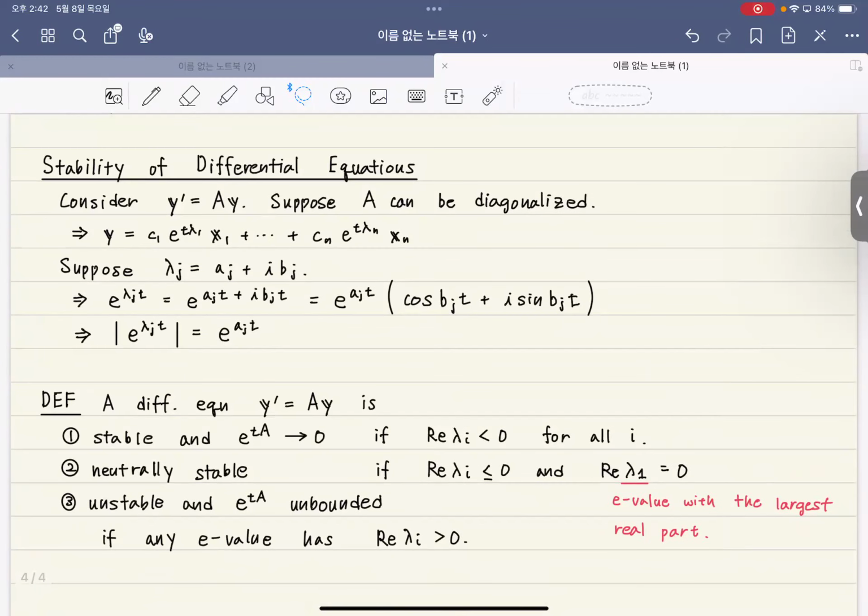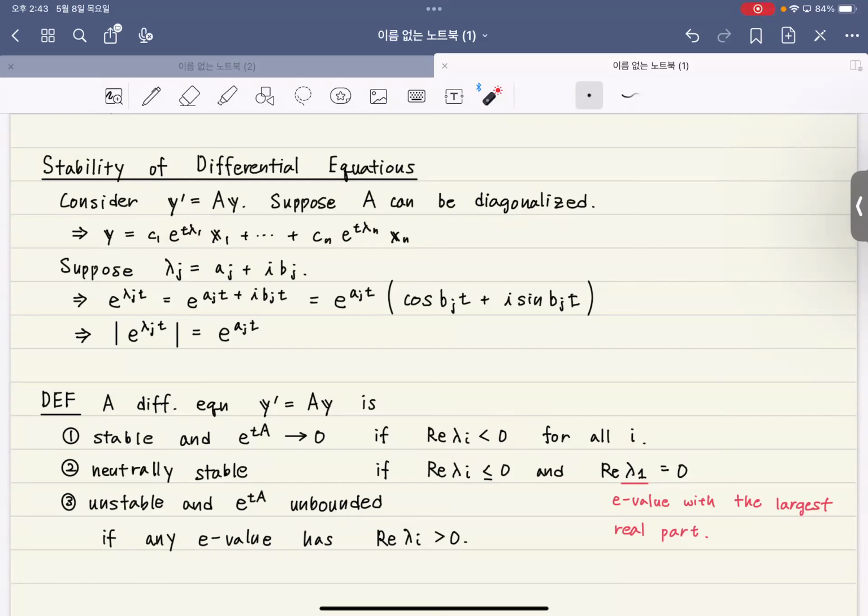So this is the right time to give you this definition on the stability of the system of differential equations. We say a system of differential equations y prime equals Ay is a stable system, and y goes to 0, if the real part of every eigenvalue is strictly less than 0. If this is the case, then every term will tend to 0 as t goes to infinity. Therefore, the magnitude of your solution will eventually fade out to 0, right? So your solution will go to 0.